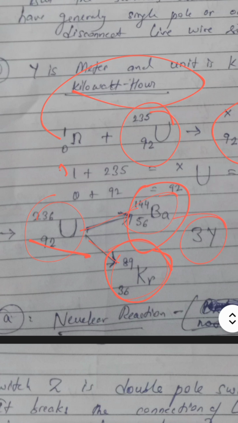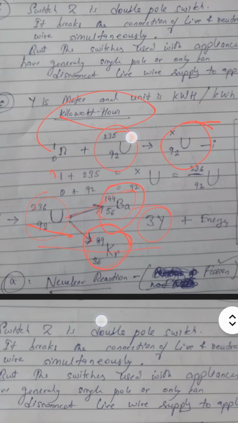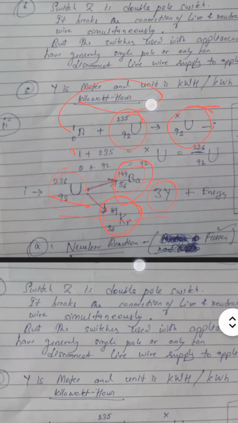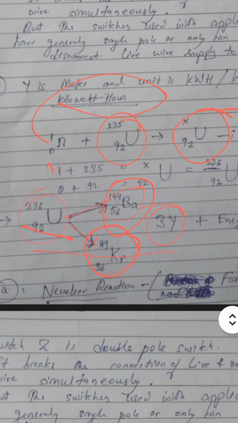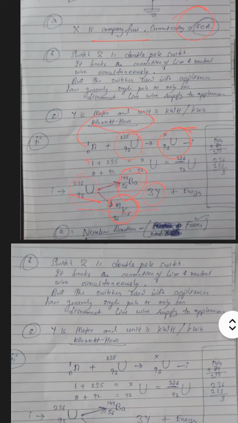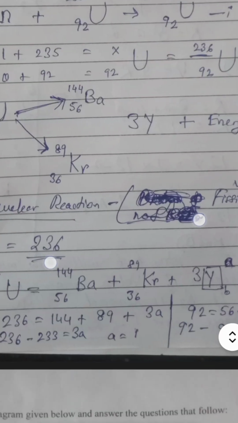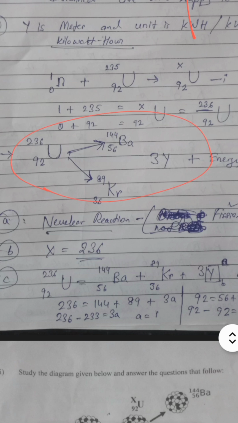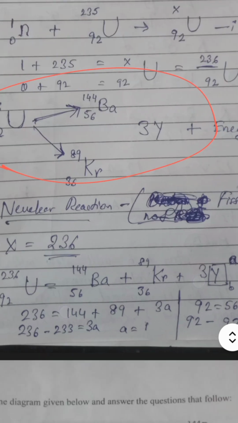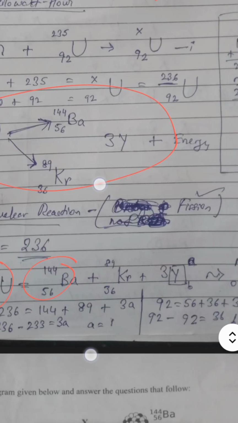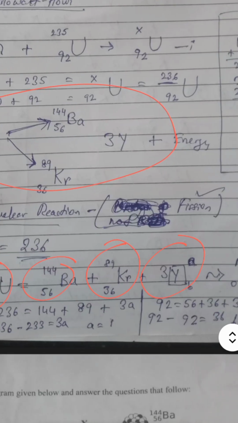So we can write this equation in a straight line. That means uranium is splitting up and giving 2 subnuclear particles. So let us see. We can write the equation like this, in a straight line: uranium splitting to give barium, krypton, and 3 of another particle.